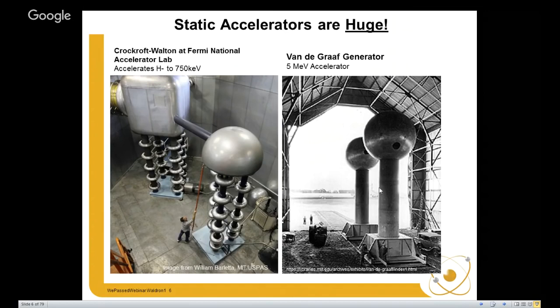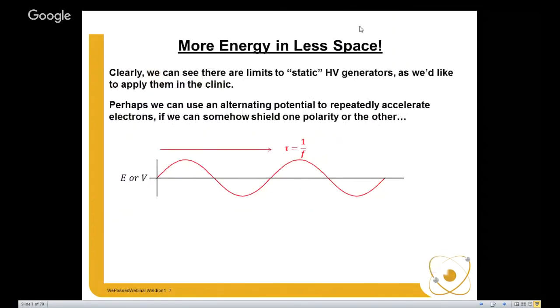On the right, of course, we've got the famous Van de Graaff generator. This one is 5 million volts, and so this one was accelerating things to 5 MeV. This very same one lives in the Boston Museum, and you can go see it do its job every day. If you have a chance to go there, I highly recommend it. So the problem here is that static accelerators are huge. So how can we get more energy in less space?